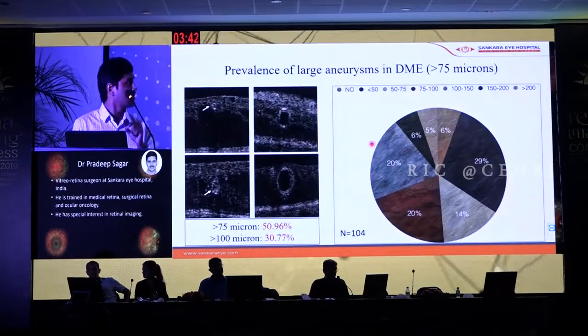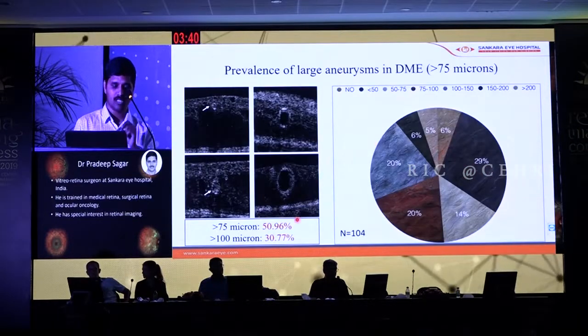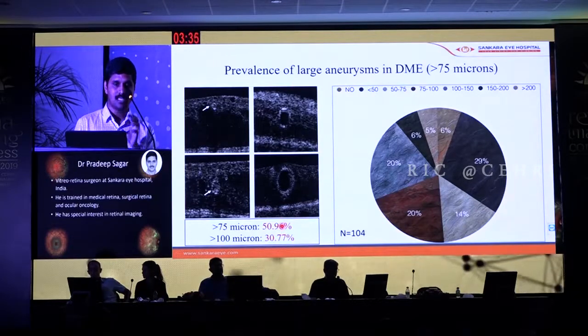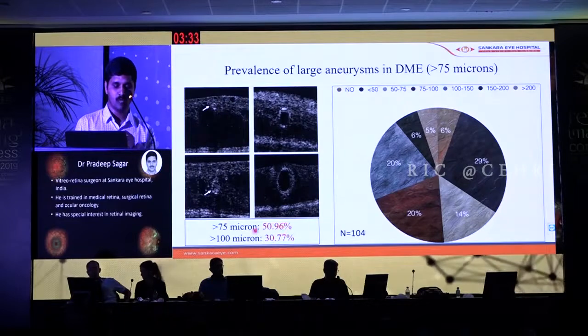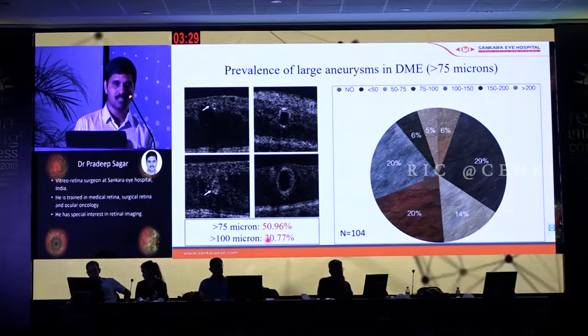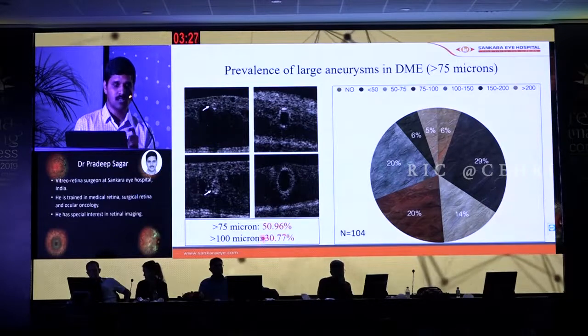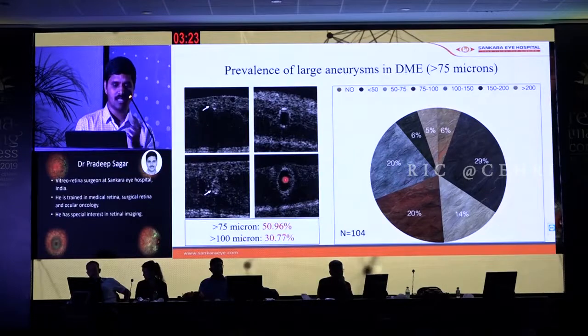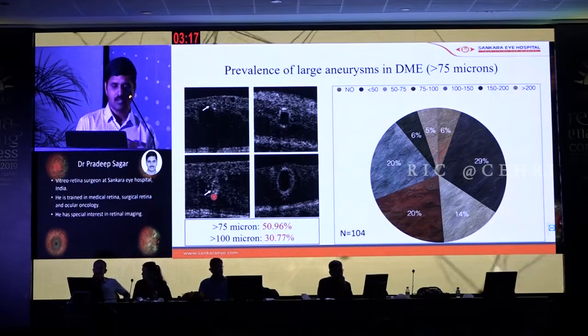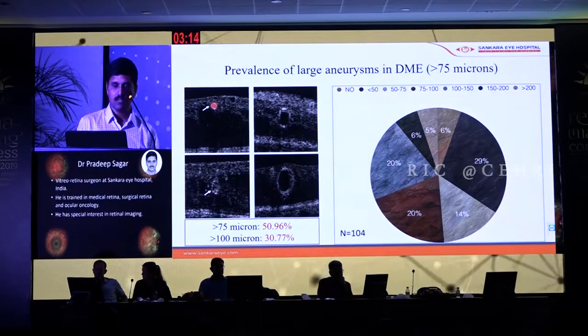When we counted them, in around 50% of the cases, the largest aneurysm within the 6 mm cube was more than 75 micron, and in around 30% of cases, the largest aneurysm within the 6 mm cube was more than 100 micron. We can see this is somewhat more than 200 micron. This would be around 100 micron. This would be around 100 micron. And this is the one which is smaller.